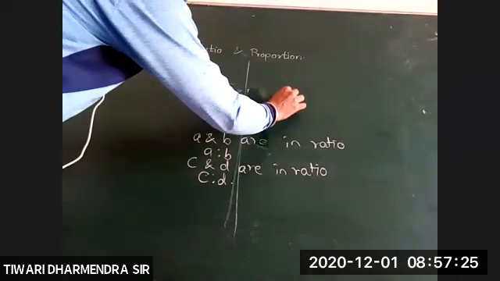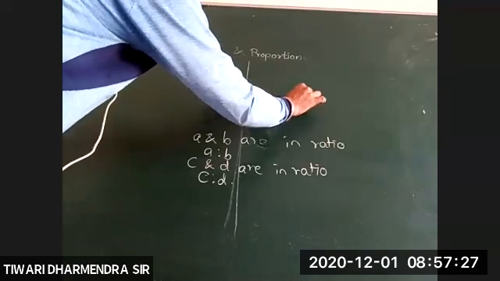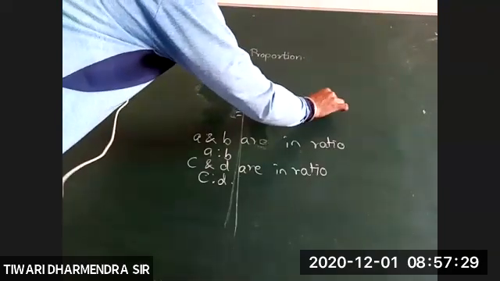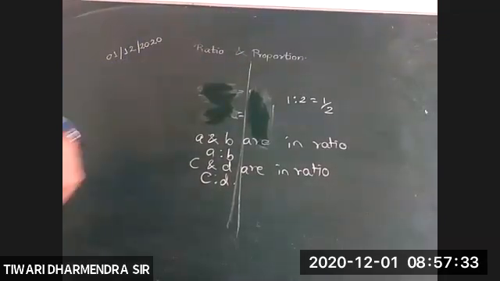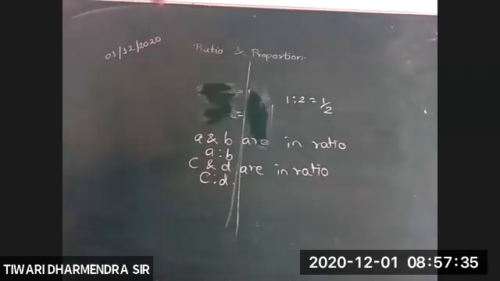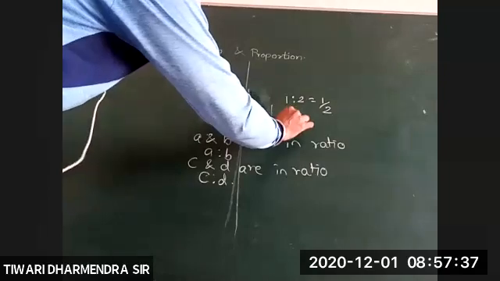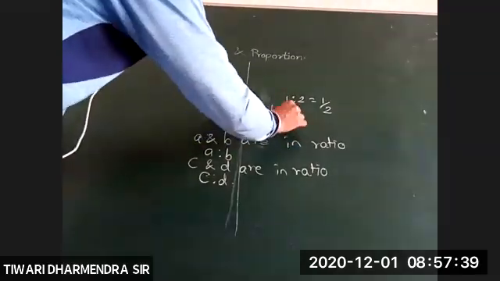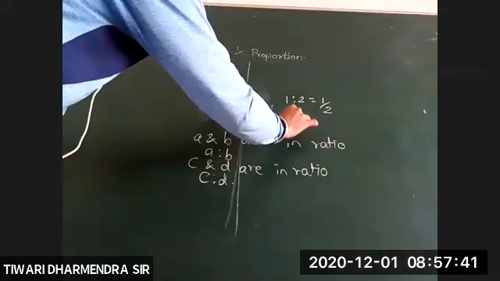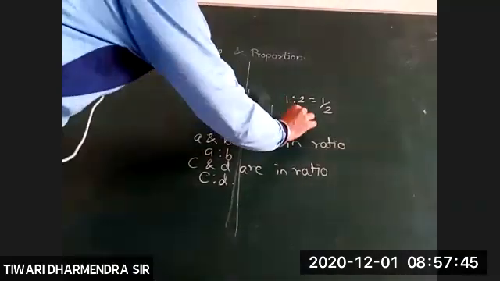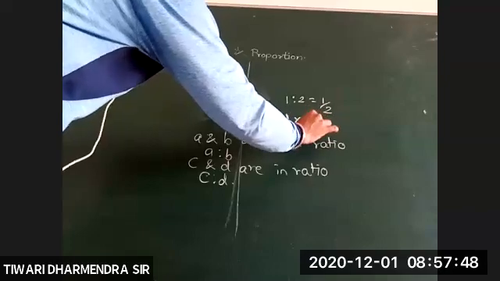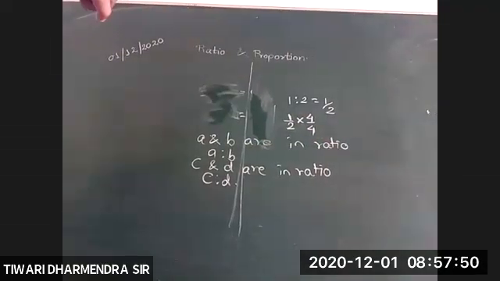If we are having 1:2, it means I am having 1 divided by 2. So I can write it in another form, that is 1 by 2. If we are multiplying the numerator and denominator with the same non-zero number, what will we get?